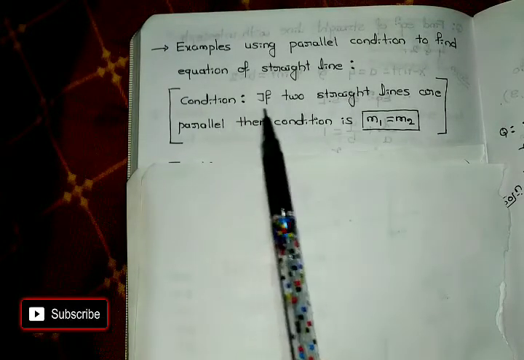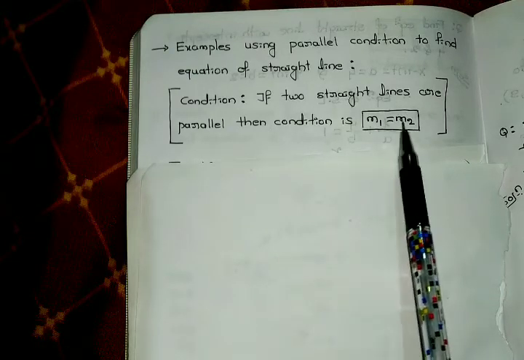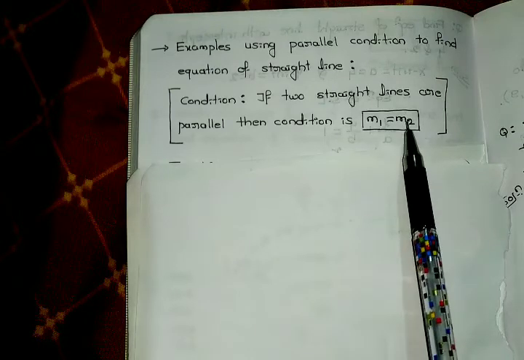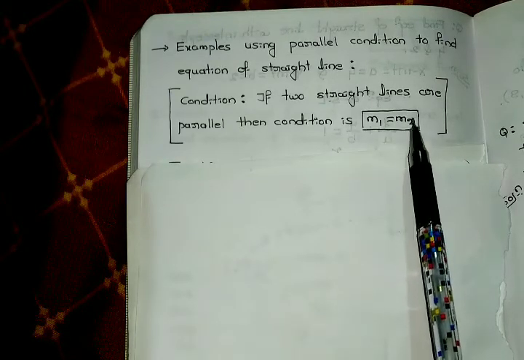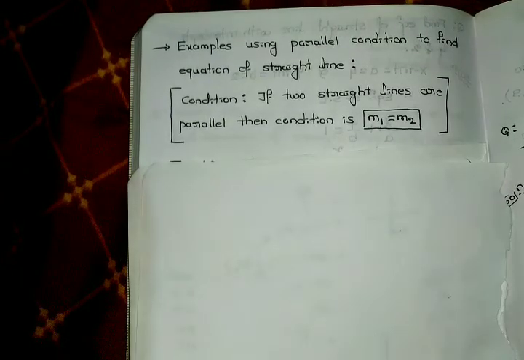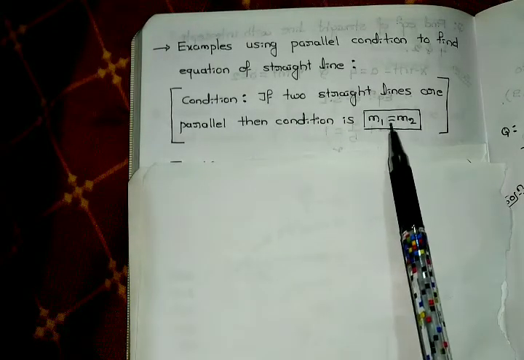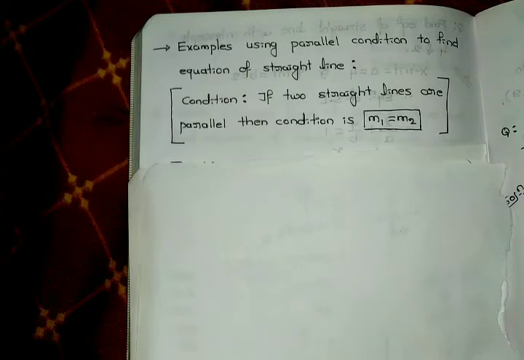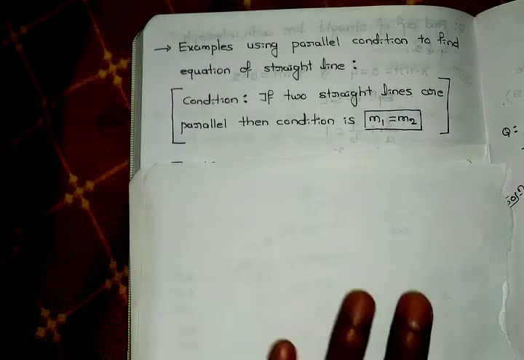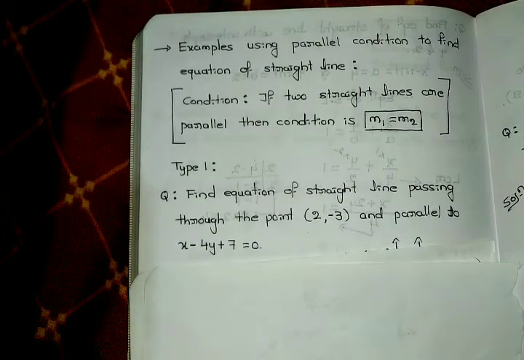See the condition first. If two straight lines are parallel, then the condition is m1 is equal to m2. So m1 means the first line's slope, and m2 means the second line's slope. So if two straight lines are parallel, m1 always equals m2. Here three types of questions come. First we will discuss the type 1 question.